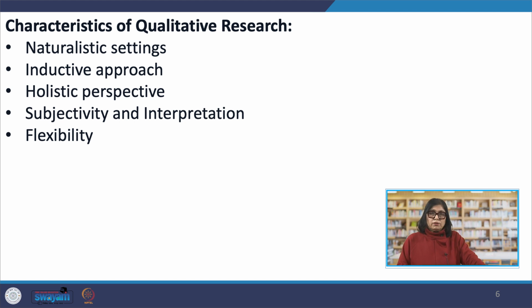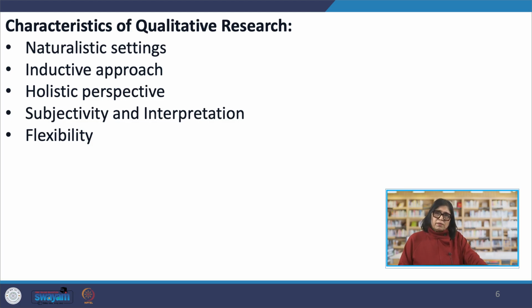Then we can talk about holistic perspective. Qualitative research aims to provide a comprehensive understanding of the phenomena under study by considering multiple dimensions such as the social, cultural, historical, and psychological aspects that shape people's experiences and behavior.